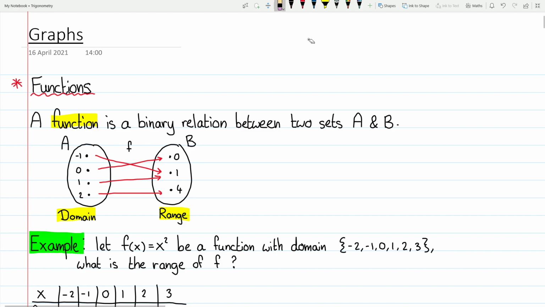So I hope my waffling hasn't distracted you too much, because in this section, I gave the talk in one fell swoop, but I want to break this up into graphs for one talk and identities for another. So this is going to be a talk about the graphs of trigonometric functions.